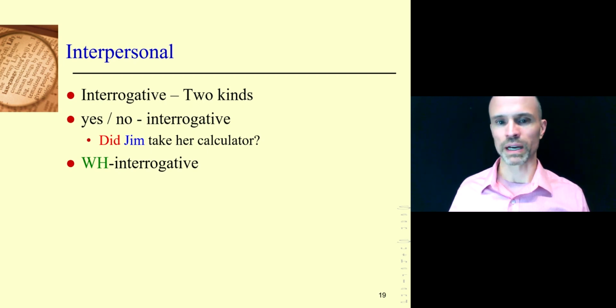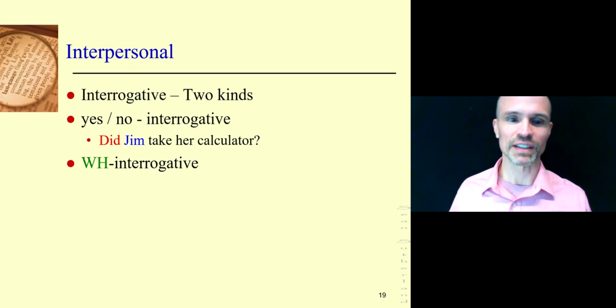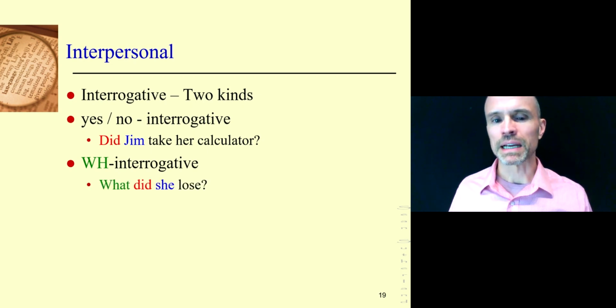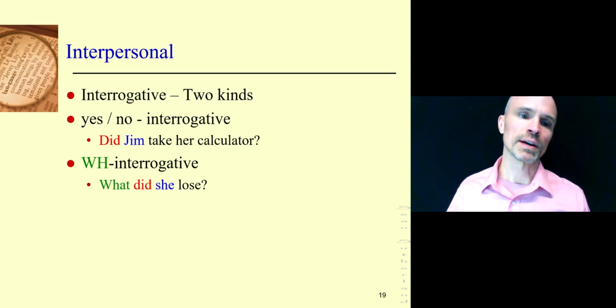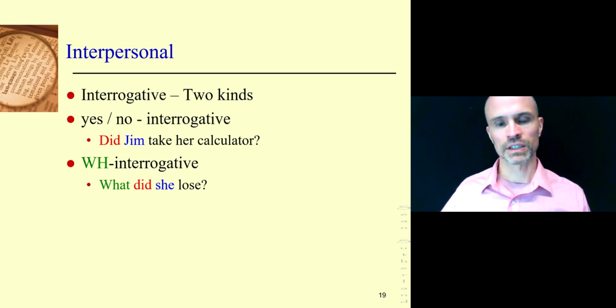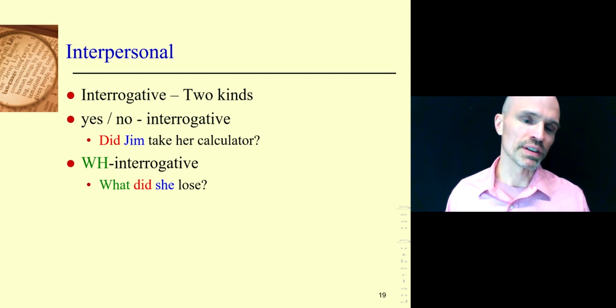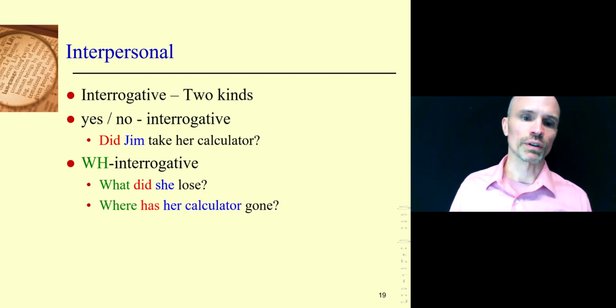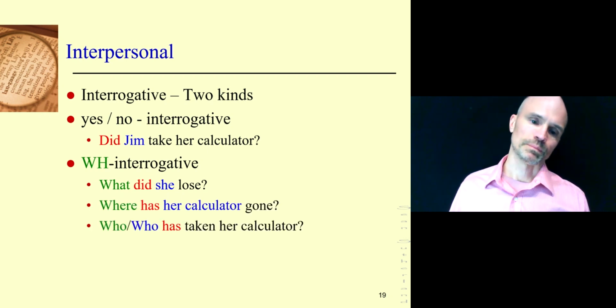Who, what, where, when, why, and of course how, which is not WH, but the W and the H are there, just in the wrong order. The pattern is the same, except that you've added the WH word to the start. What did she lose? We still have the finite, did, and the subject, she, after it, so it's an interrogative, but you put one of the WH words at the start. And that carries over for where and so on.